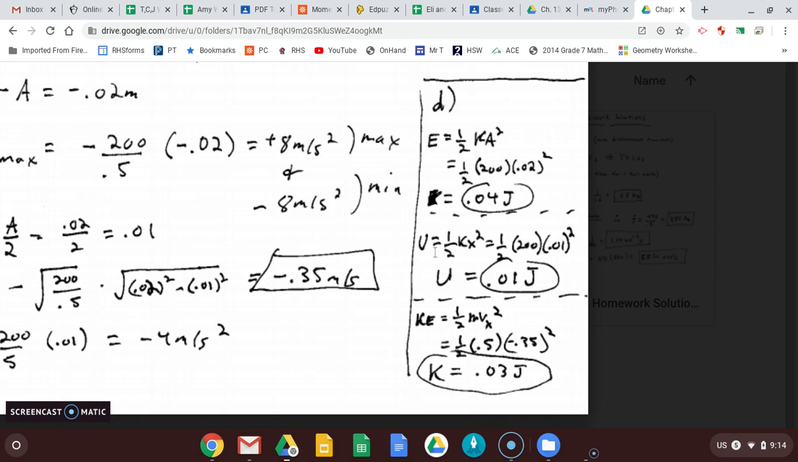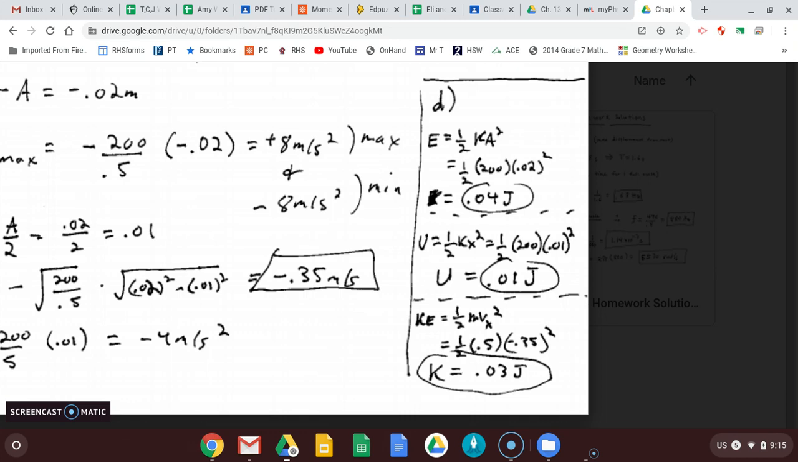And then we could do each part separately. Potential energy of a spring is 1/2 kx squared. So at this position of the 0.01, which is being asked, we would have a potential of 0.01 joules when we run those numbers through that simple formula. And for kinetic energy, just simply 1/2 mv squared, we'll have to go back and use the v we found at that 0.01 position back in part C, plug it in there and get 0.03 joules.